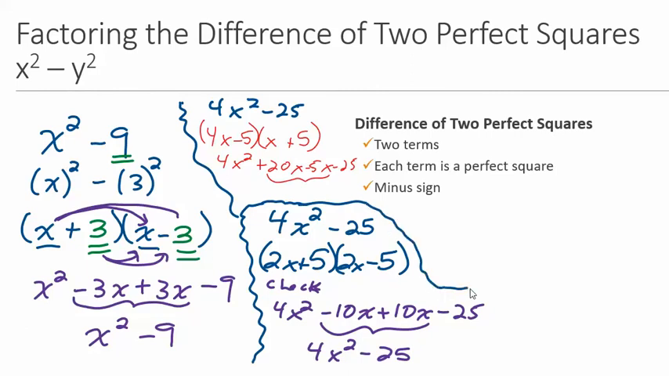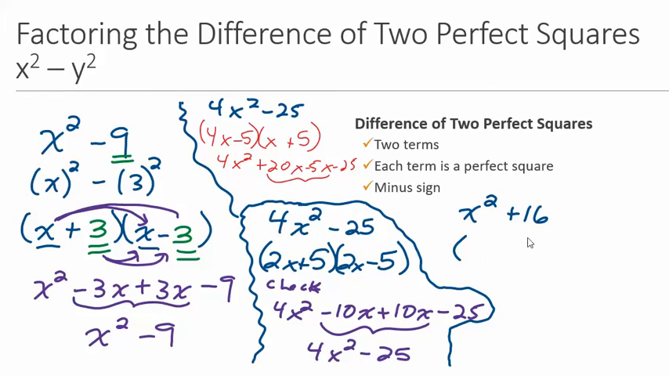Now, before we do one more example, let's say we had something like x squared plus 16. Okay, I'm just going to change it just a tad. So I have two terms, x squared and 16. Each term is a perfect square. x squared, x times x, 16, 4 times 4. But there's no minus sign in there.